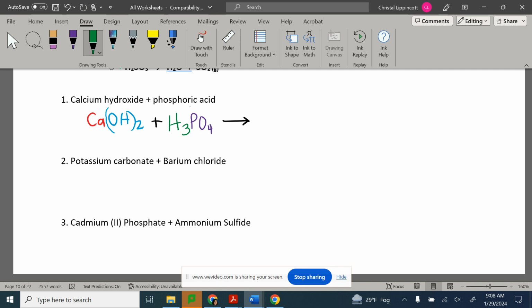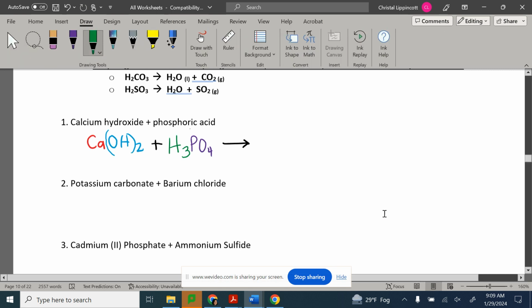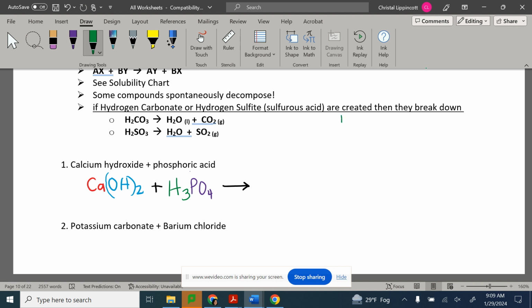You assume that all of these things are aqueous. Meaning that if you had a container, in that big container, container 1, you're going to have calcium ions floating around, and you're going to have hydroxide ions floating around in there. In another container, you are going to have hydrogen ions floating around, and you're going to have phosphate ions floating around. So we've got these 2 containers here at the beginning of this.